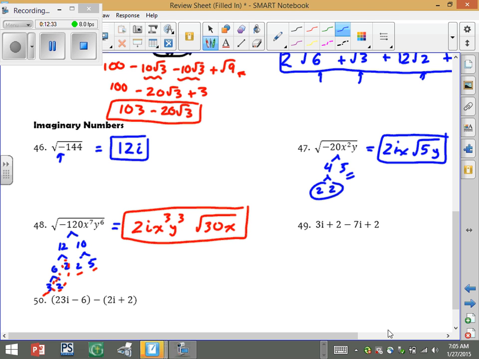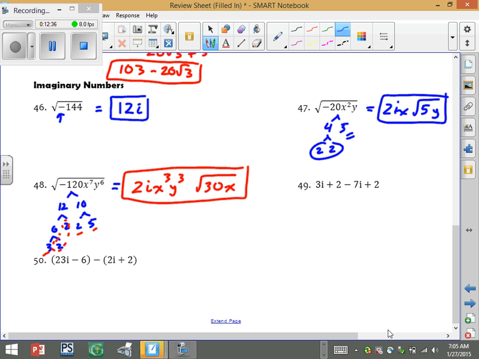Here's when you combine, essentially combining like terms. So if it has an i, put it with anything else that has an i. So 3i minus 7i is minus 4i. And then 2 plus 2 is 4.